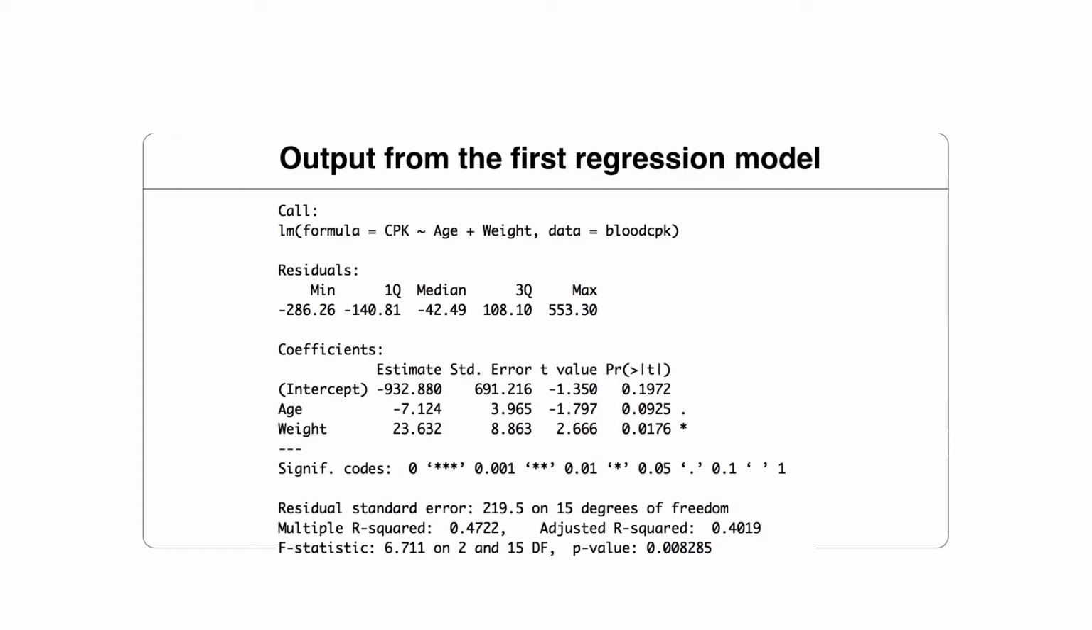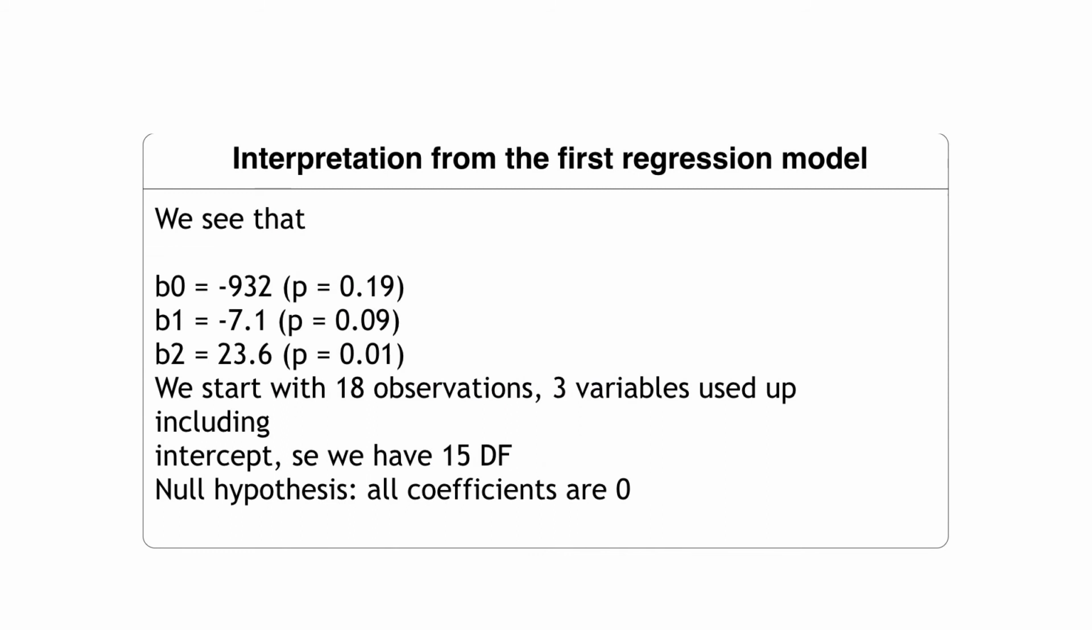The model itself is statistically significant at the 0.05 level, and the adjusted R-square is around 40% with this configuration, stating that roughly 40% can be explained by invoking these two variables alone. So this is how we extract that information and put it in here for you. Beta 0, the intercept term, is minus 932, which has a p-value of roughly 0.19. The B1 is minus 7.1, and so on and so forth.